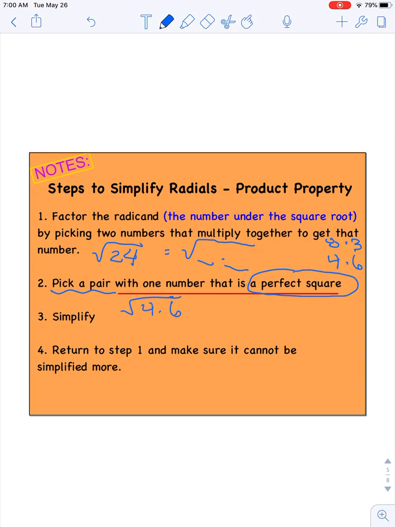Then we're going to simplify. Using that product property, we are going to separate each of those factors under their own square roots, and that will give us the square root of 4, which is 2, times the square root of 6, which is simply just written 2 square root of 6. There's an implied times sign in between that we don't necessarily need because it's understood.